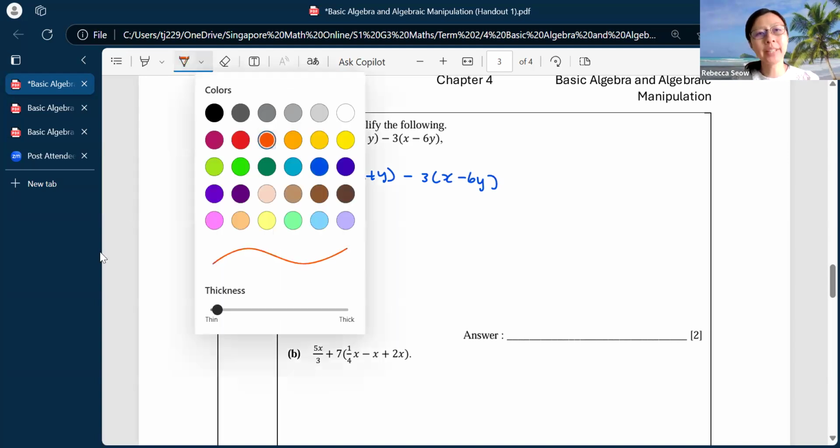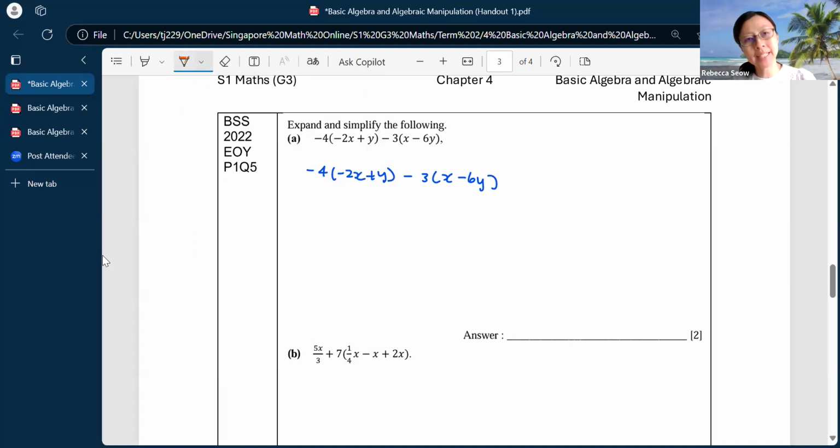And I am going to draw the arrows to show how the expansion will be done. So I am going to circle the negative 4 and I am going to expand it to each of the terms within the first bracket. I'm going to circle the negative 3, and I'm also going to expand it within each of the terms within the second bracket.